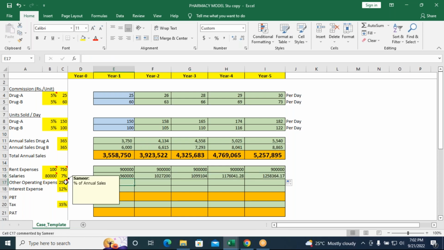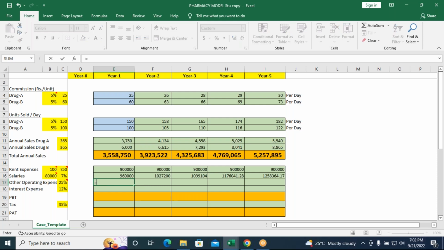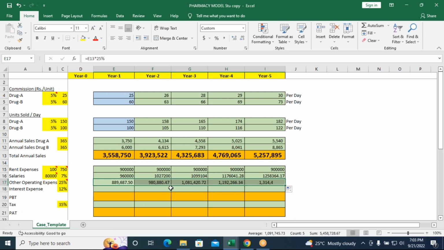Okay. So now other operating expenses. Here they are telling it as a percentage on annual sales. So this percentage of operating expenses should be calculated on annual sales. So tell me what I need to do here. Which one is my annual sales value? It is 35 lakhs 58,750. Very good. So it is 35,58,750 into 25%. So this is the operating expenses that is happening. So I'll just select and drag.